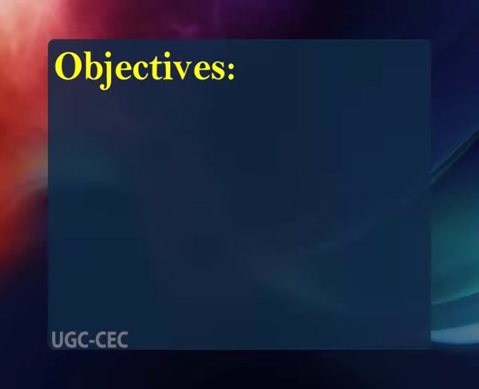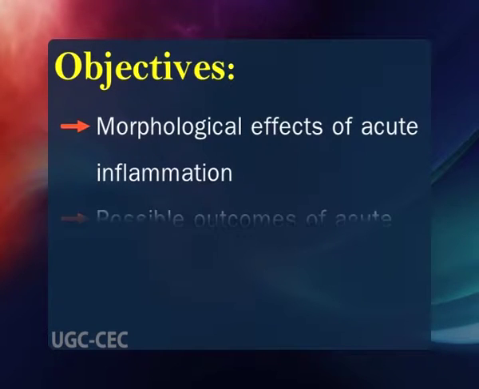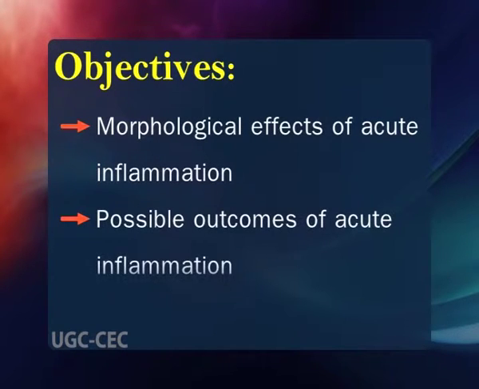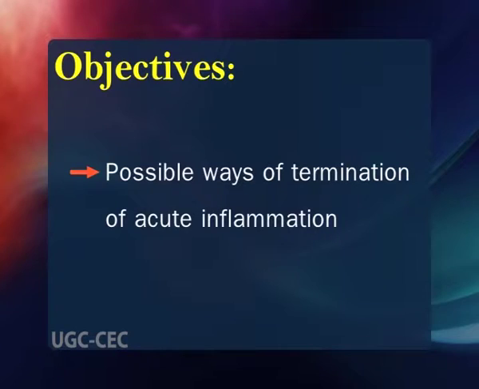Hello dear students, today we are going to discuss the topic on morphological effects, outcome and termination of acute inflammation. The main objectives of the topic are to understand the morphological effects of acute inflammation, to know the possible outcomes of acute inflammation and to understand the possible ways of termination of acute inflammation.